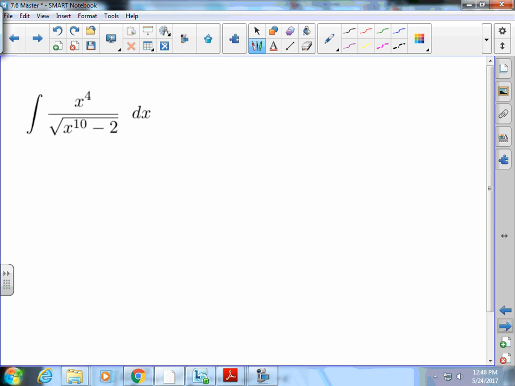Why don't you guys try this one on your own? It's a trick similar to what we did a couple pages back, where you had the x to the 4th, I think it was. So try this one. I'm going to work on it myself and come back and show you what I have.